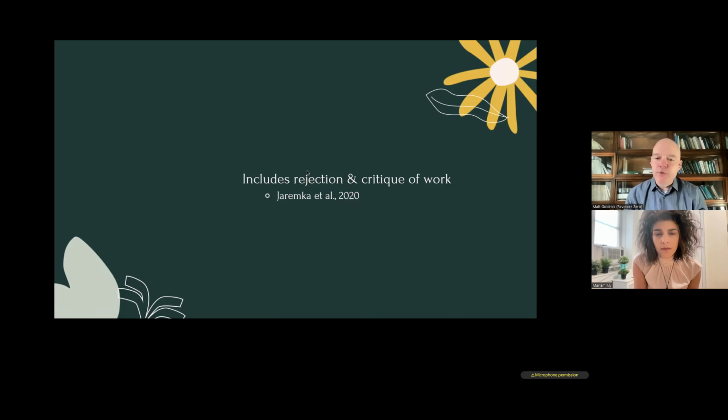Another part of what makes peer review such a difficult process for people is that it includes rejection and critique of work. And that's actually really important. So the way that we improve things in many different domains involves critique.